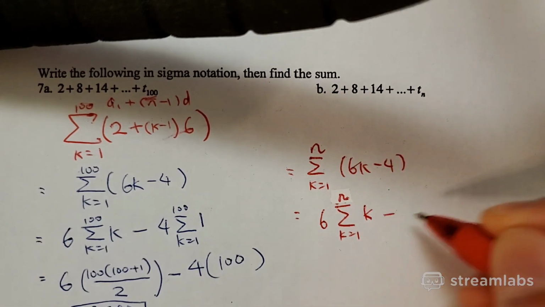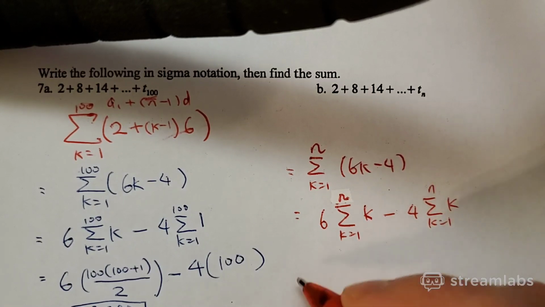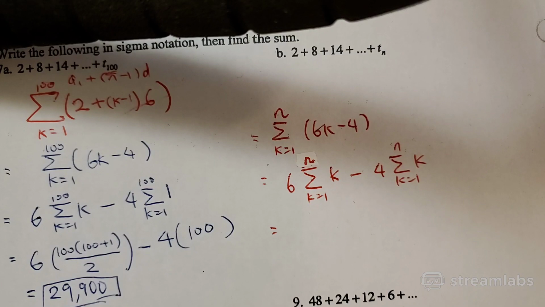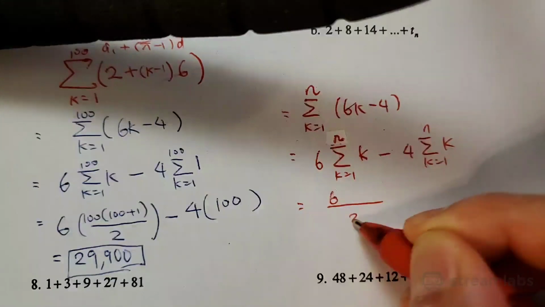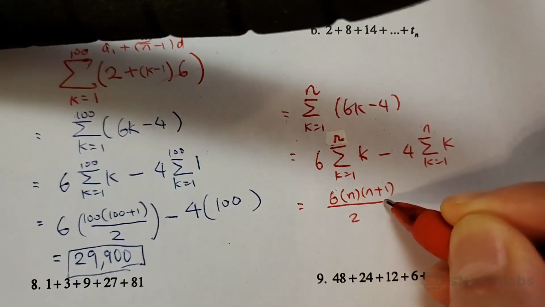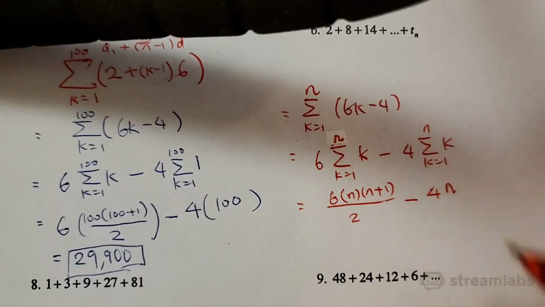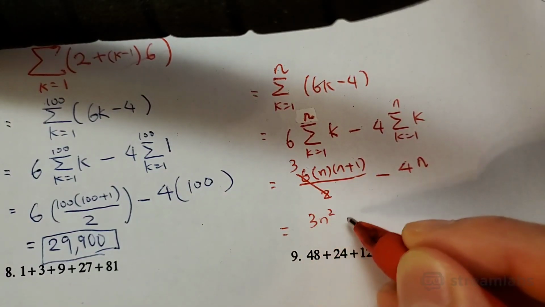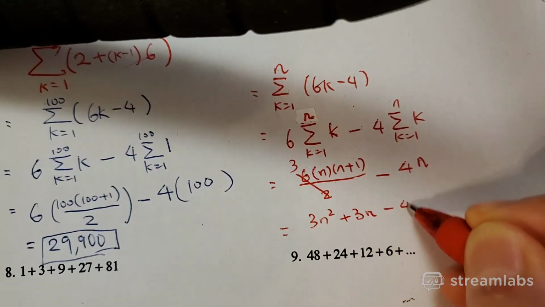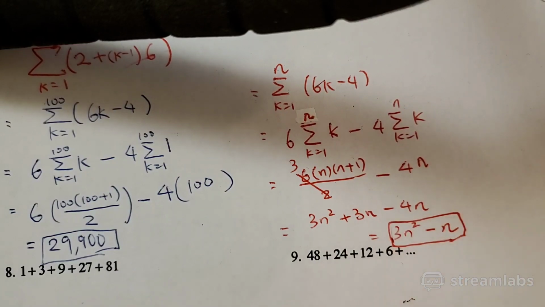You get this, right? Minus 4 times sigma k from 1 to n. So you keep calculating. Sally, I think you're right. And you keep going. So this will become 6 over 2 times n times (n plus 1), minus 4 times n, right? Because this is n ones. This will be 3n squared plus 3n minus 4n, which ends up being 3n squared minus n. The rest is algebra once you figure out the rest.